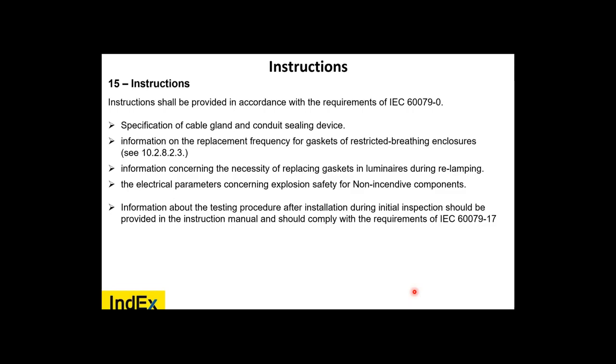The electrical parameters for EXNC, non-incentive, and information about the testing procedure after installation during initial inspection should be provided. Treat that as a shall. That is the requirement of the manufacturer. But for the installer and the inspector, your responsibility is to have that manual. Now, does your employer give you that manual? Perhaps. You should show them this presentation on YouTube.